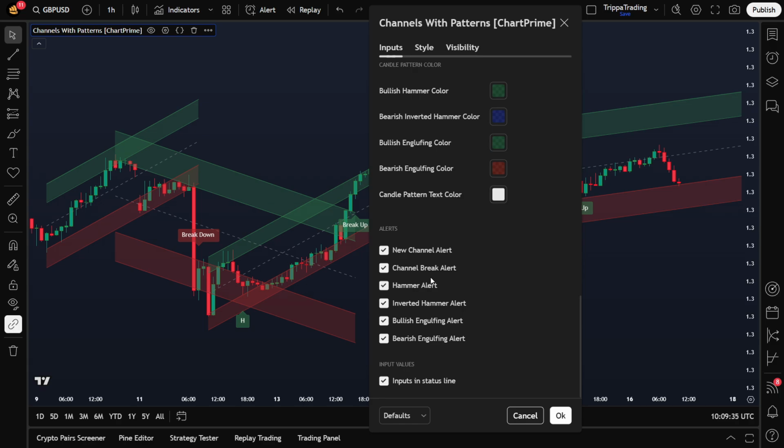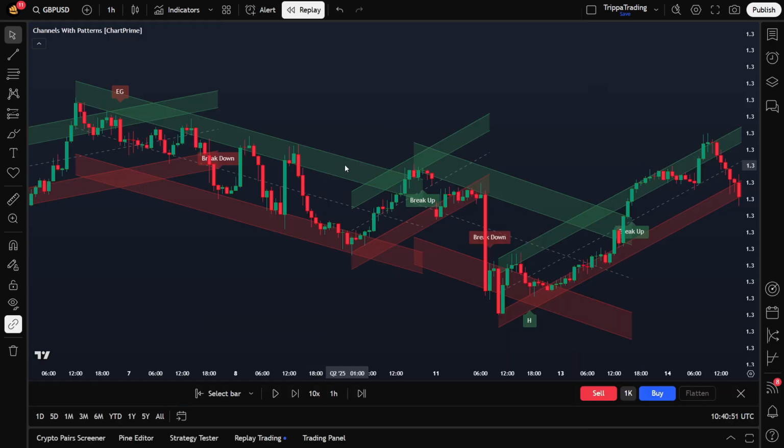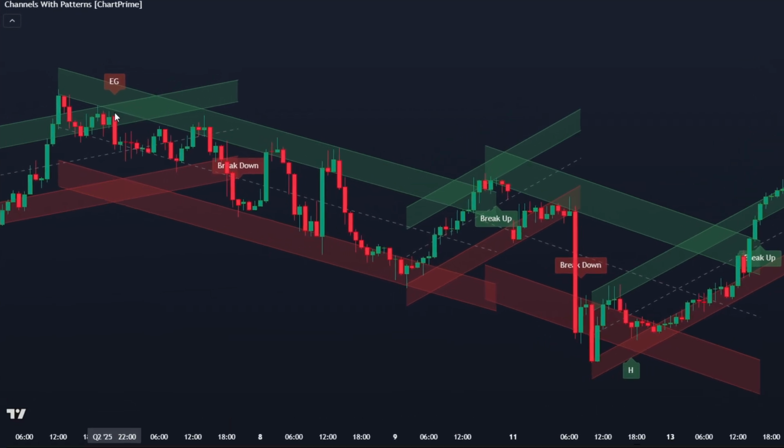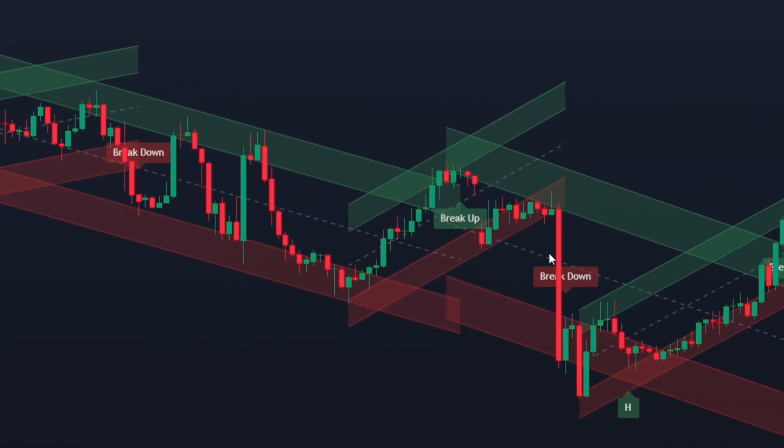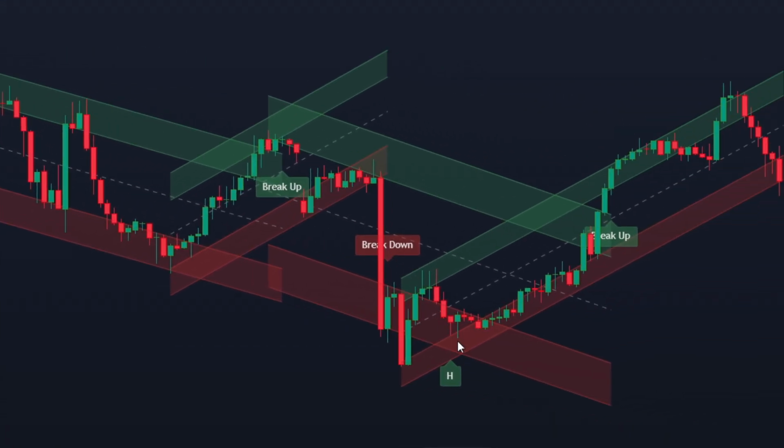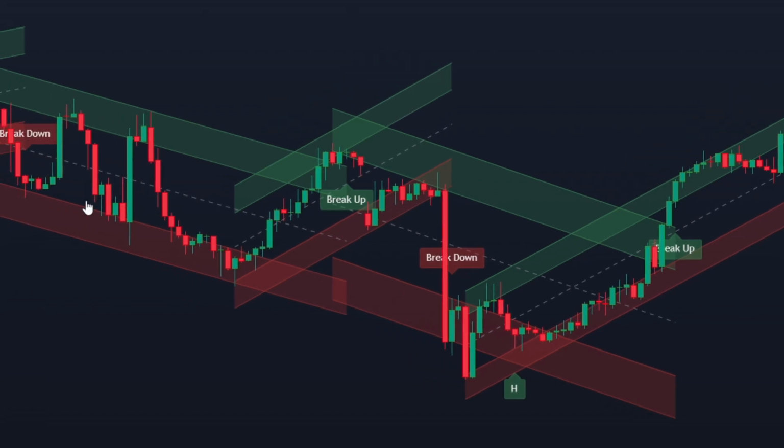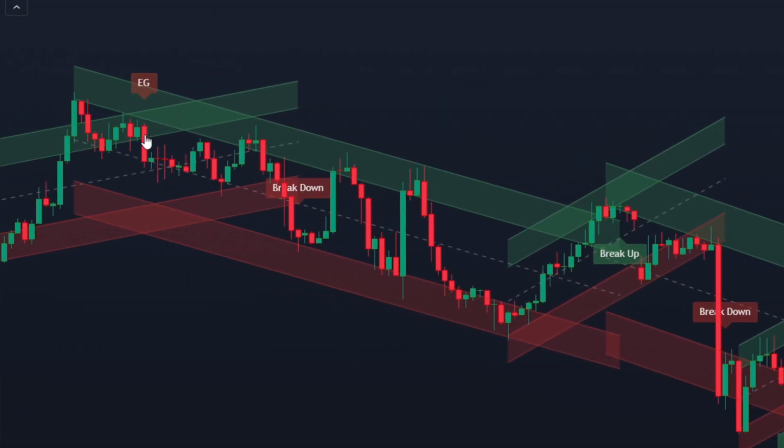So, how can you actually use this tool in your trading? The main idea is to let the indicator give you structure, the channel boundaries, and then wait for the candlestick pattern signals to appear at those key levels. For example, if price is pulling back to the lower boundary of a channel and you spot a bullish pattern like an engulfing candle or hammer forming there, that's a potential buy setup with added confluence. On the other hand, if price is rising toward the upper boundary and a bearish engulfing sign appears, that might signal a potential reversal to the downside.